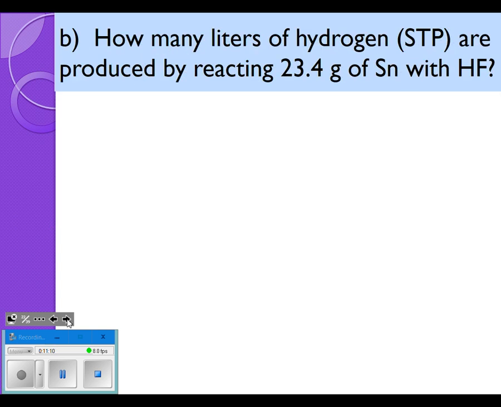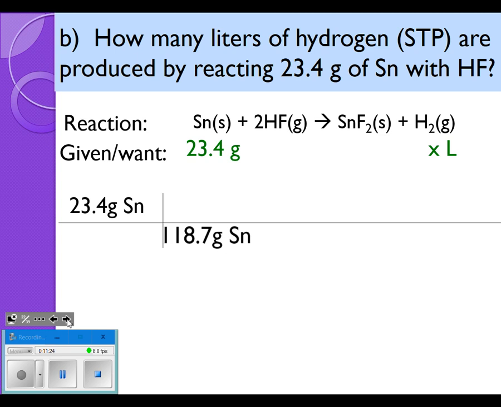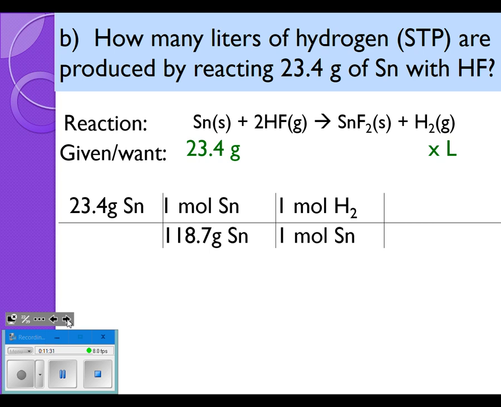So I could also do it with liters. Okay, I could start off with grams, but convert to liters. So if I start off with 23.4 grams of Sn and I want to go to liters of H2, I would start with grams, but I would have to divide by the GFM to get it into moles. Then I would make my mole to mole ratio, and then I would convert from moles to liters.